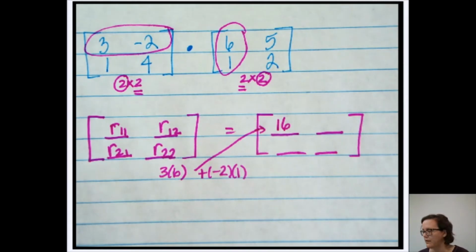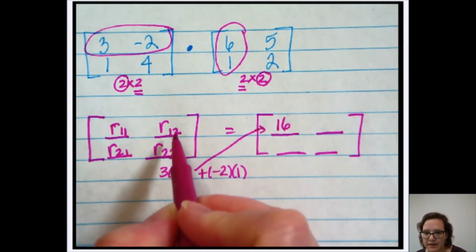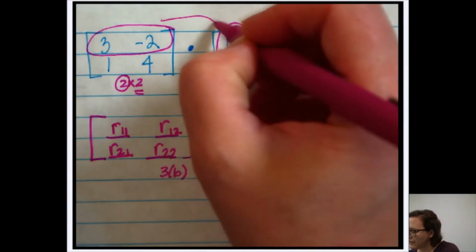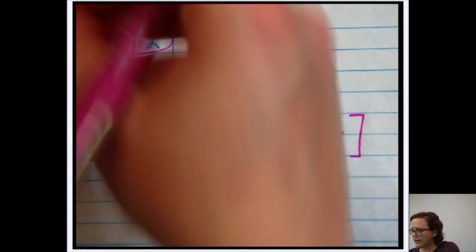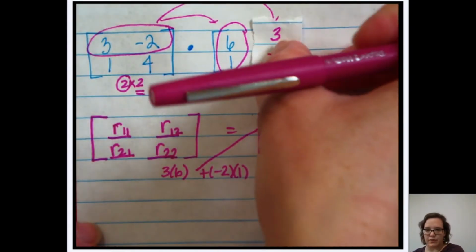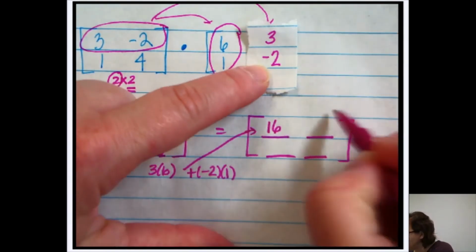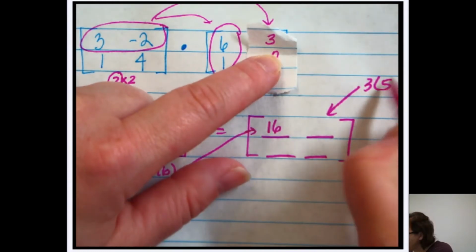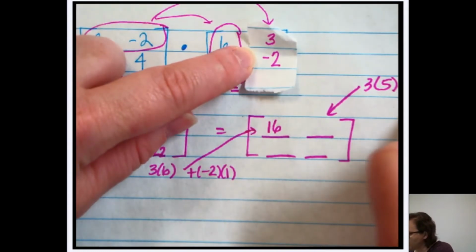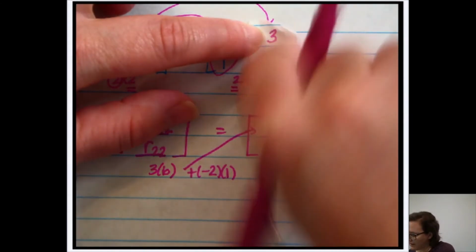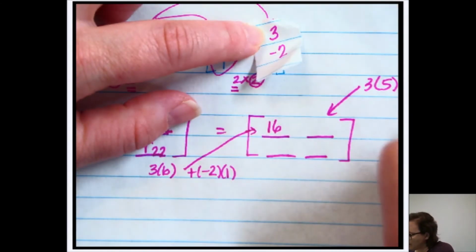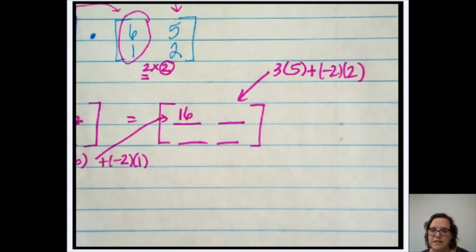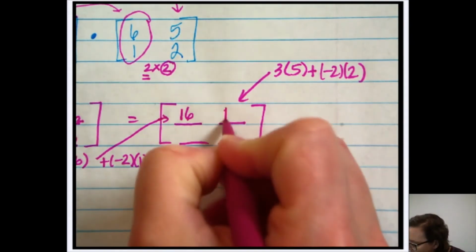Okay, so now I'm ready for the second element. And I do that by taking the first row and the second column. So I still take this 3, -2, okay, but now I'm ready to move it over here to the second column. Okay, and so that 3 goes with the, what was under there? The 5. Okay, plus the -2 goes with the 2. Okay. And so that generates that element. So we have 15 minus 4, which is 11.